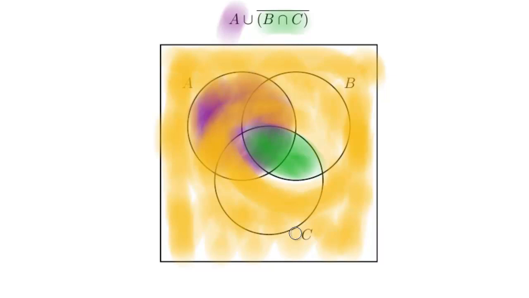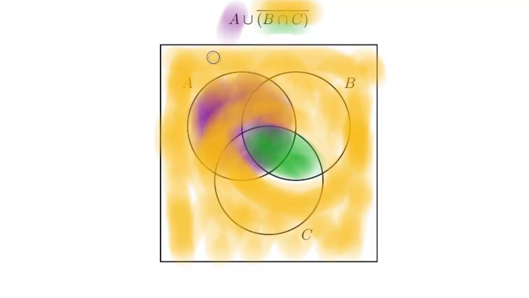Okay, now to be in the union of A and this complement of B intersect C, I need to be in one or the other or both. So that means I need to be in the region shaded purple, that was for A, or the region shaded yellow, that was for the complement here of B intersect C. So if I do that, let's just look and see where I've shaded.